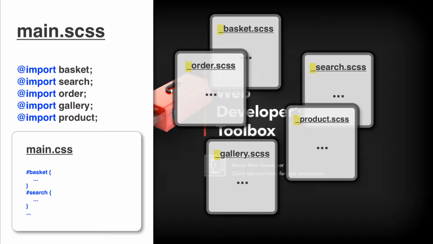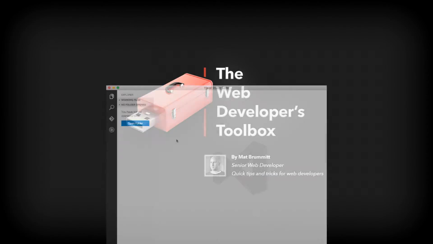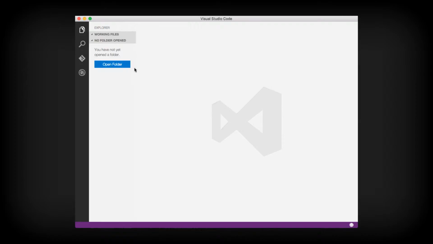Remember, SASS files prefixed with an underscore are partials and will not be turned into their own individual CSS file. Conversely, SASS files without an underscore will be processed into a CSS file. This is what it looks like to import files in SASS.